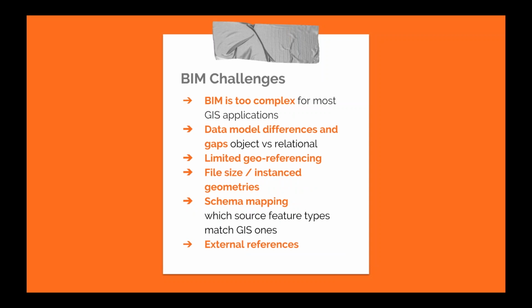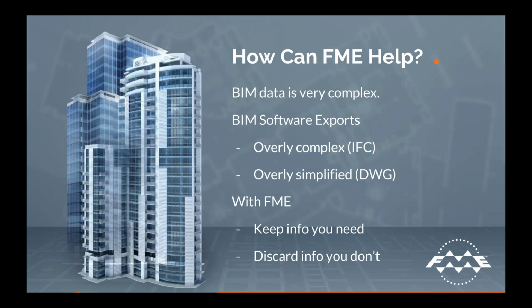So as I mentioned, in terms of the challenges, obviously, BIM can be a bit too complicated for a lot of typical GIS applications. So that's one big hurdle before you even get started, is how do you filter that down to something manageable? And then there's fundamental data model differences. BIM is very object-oriented versus the flat relational of GIS. And then there's a number of other challenges that we'll take a look at, things like georeferencing and schema mapping as we go. So how can FME help?